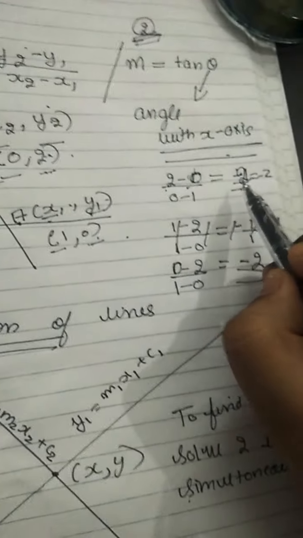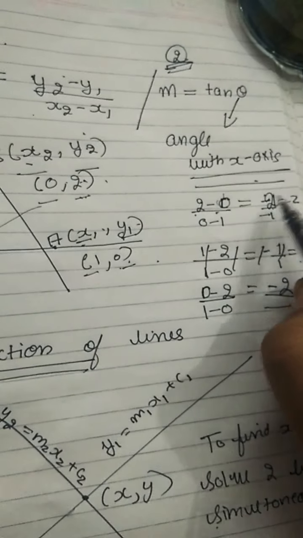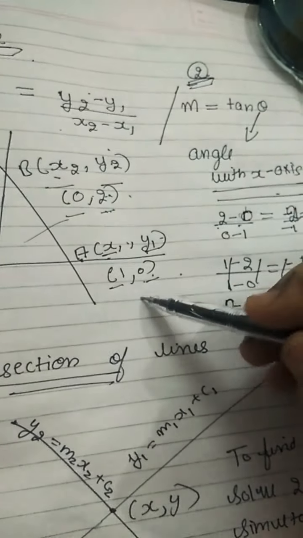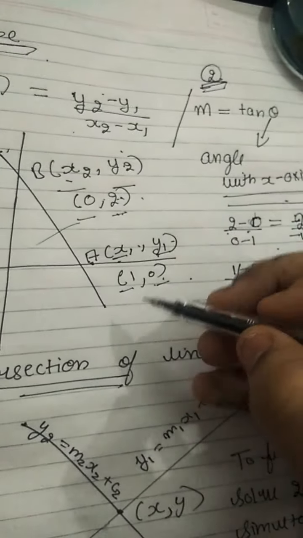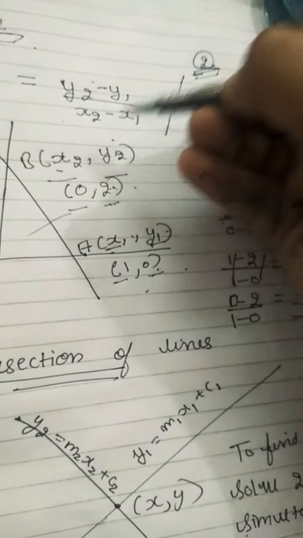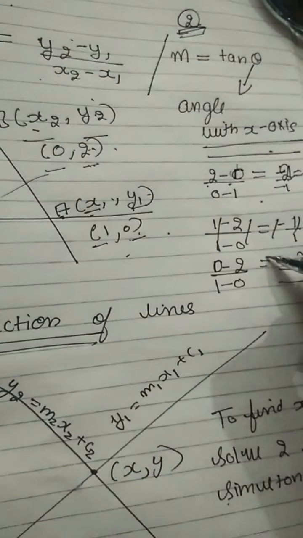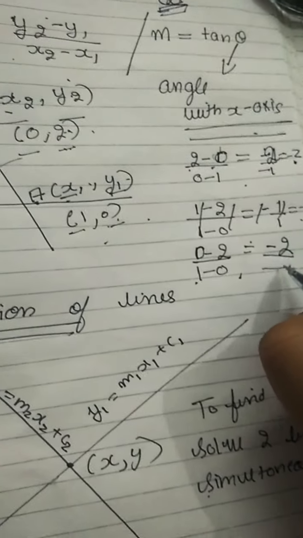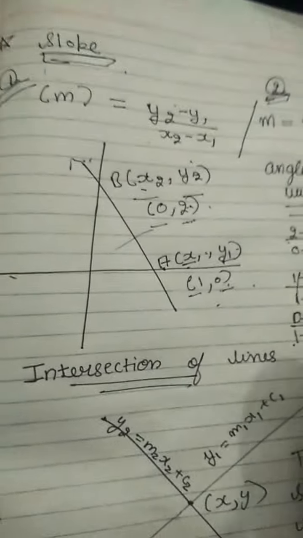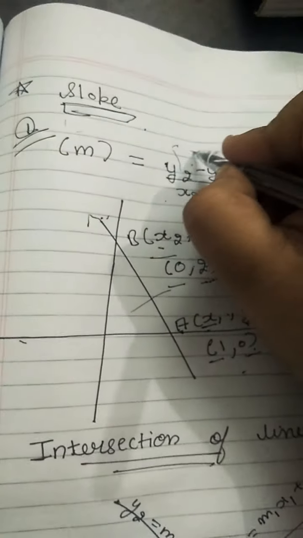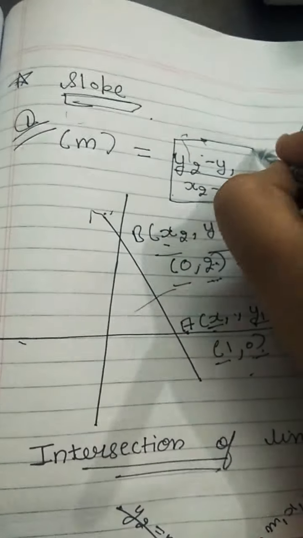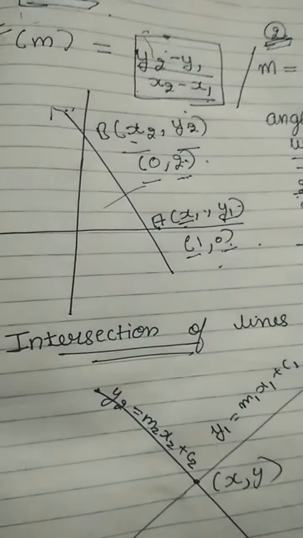2 minus 0 will be 2, and 0 minus 1 will be minus 1, so the answer will be minus 2. And if you consider this as y2 and this as y1, then it will be 0 minus 2 over 1 minus 0, and the answer will still be minus 2. So you can take anything as y2, anything as y1, but this is the formula you need to apply. Now let us see intersection of the lines.